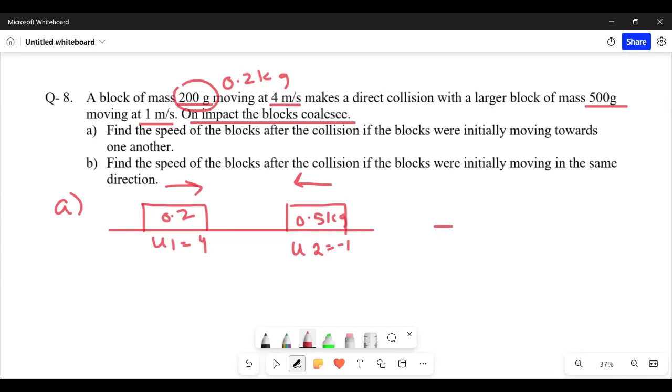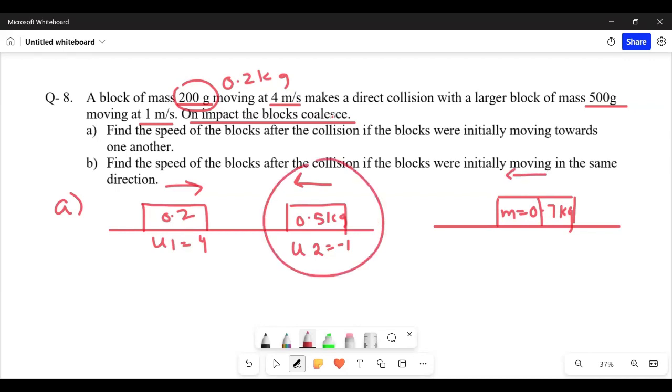Okay, and then when they hit each other, the objects coalesce, and we're going to consider this to be one object now, or two objects combined together. The mass would be 0.7 kgs. Now, after collision, should this body move left in the direction of this object, or should the body move right in the direction of this object? How do we determine that?